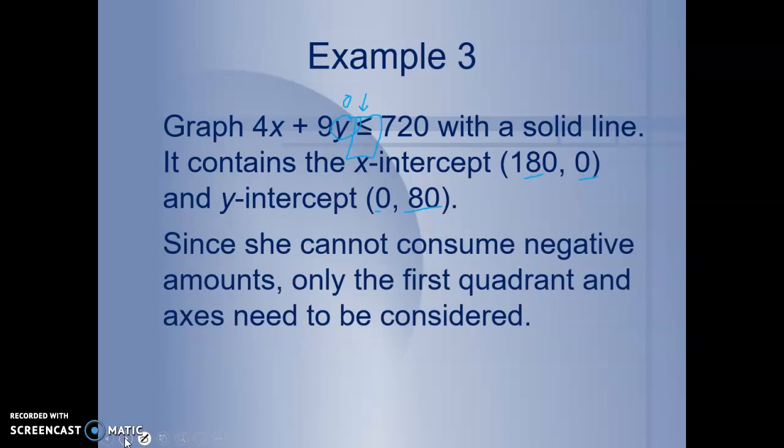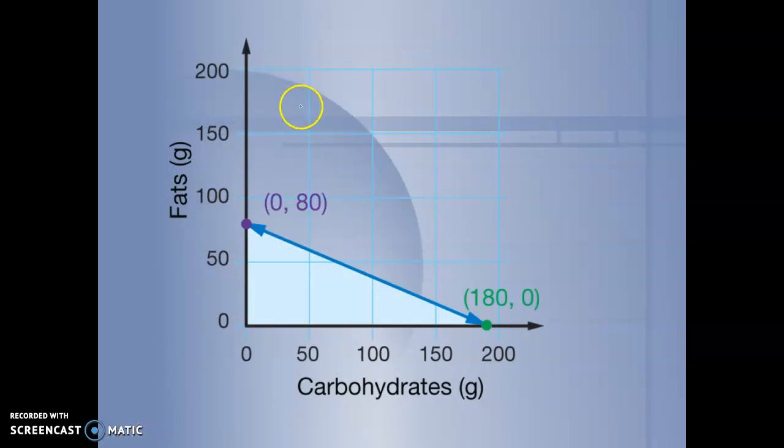Since we're not going to consume negative amounts, we're only going to graph this inequality in the first quadrant, where all of our values are positive. All right, so if we were to graph this line, we said our x-intercept is 180, and our y-intercept is (0, 80). We'll then connect those 2 points with a straight edge. We're not going to go into the other quadrants of our Cartesian plane because those represent negative values and we can't have negative calories. Then, because it said less than or equal to 720, we need to make sure that we shade below the line.